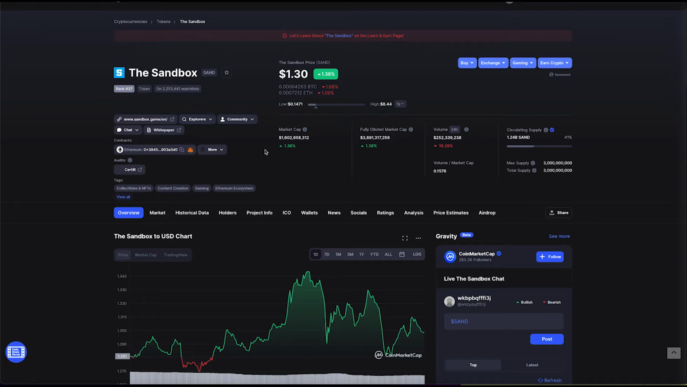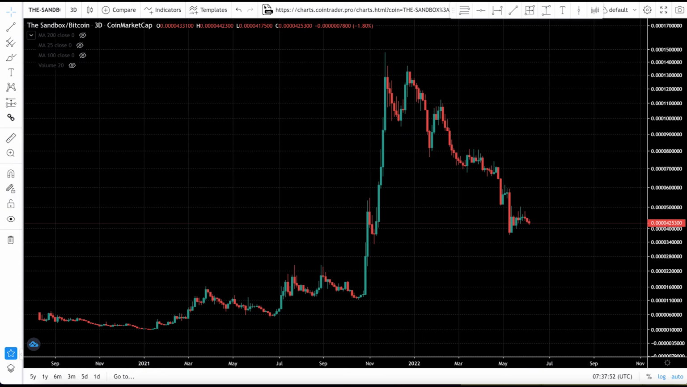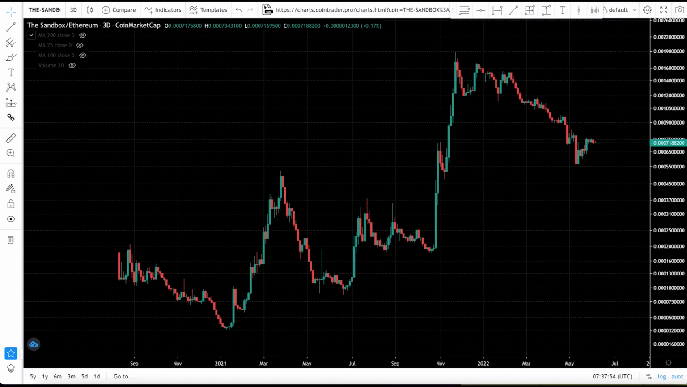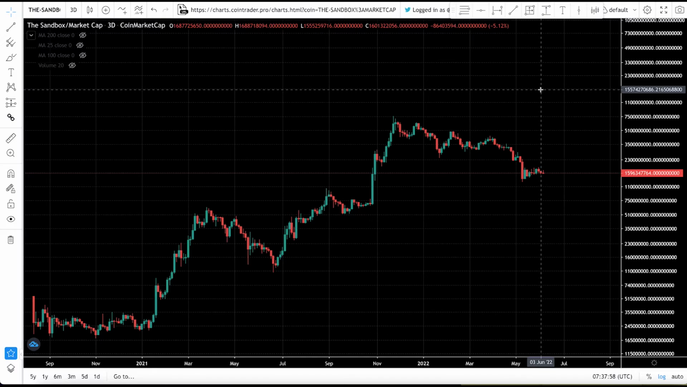Guys, how long will it take Sandbox to get to $20? Can it get to $20? Should we hold Sandbox through the bear market? Are we even in the bear market? In this video, we'll be looking at the Sandbox US dollar price chart. We'll be looking at Sandbox against Bitcoin. We'll look at Sandbox against Ethereum. And then we'll look at the Sandbox market cap chart. We'll be looking at Sandbox part to $20.